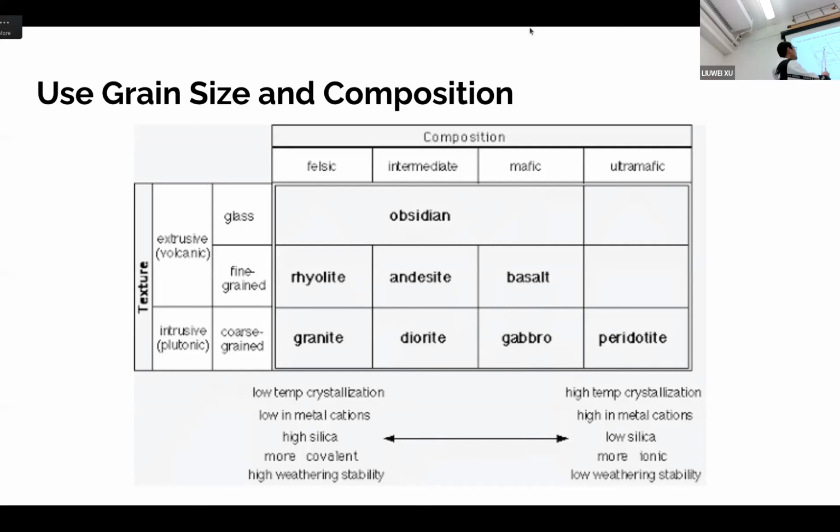If it appears as glass, then it's obsidian. We only have one obsidian sample, and it has a very glassy appearance. This one.